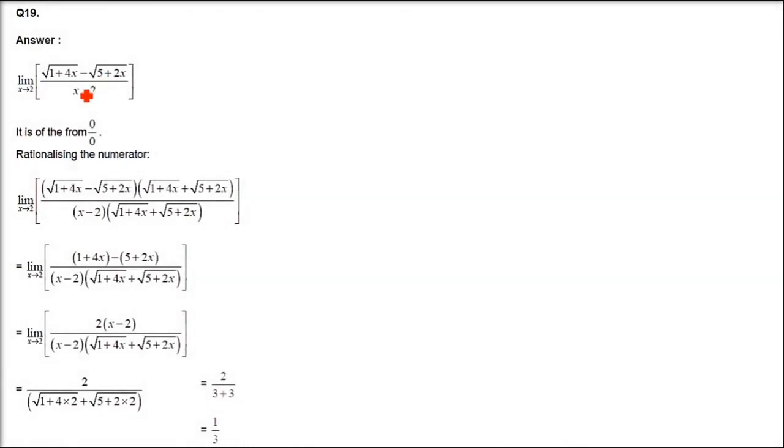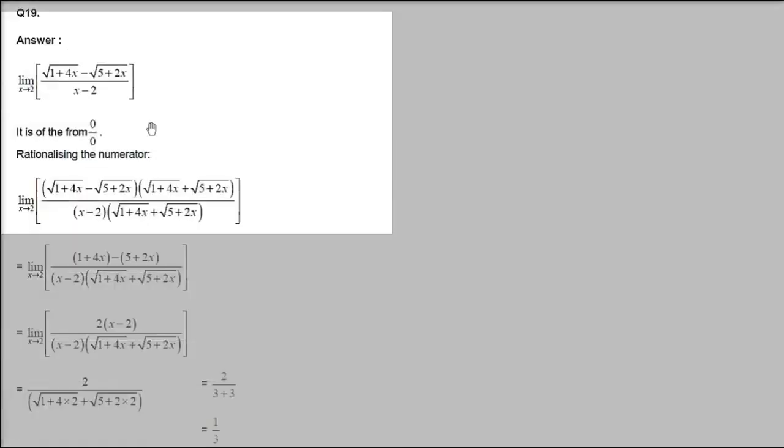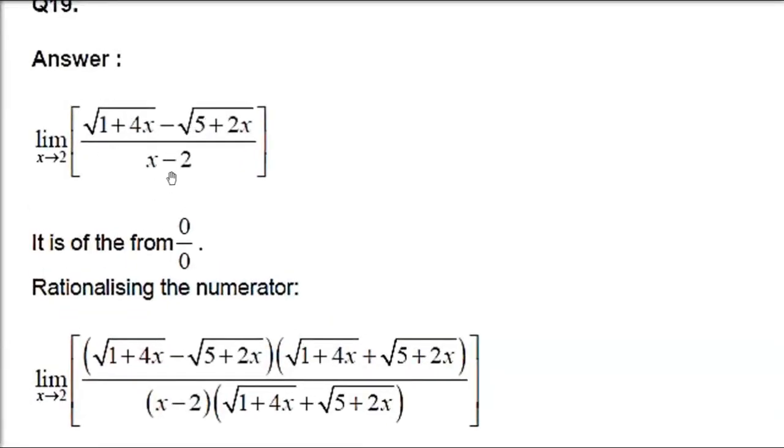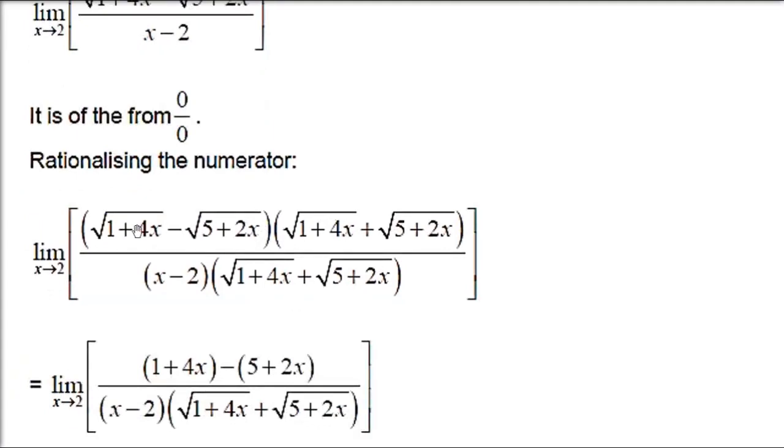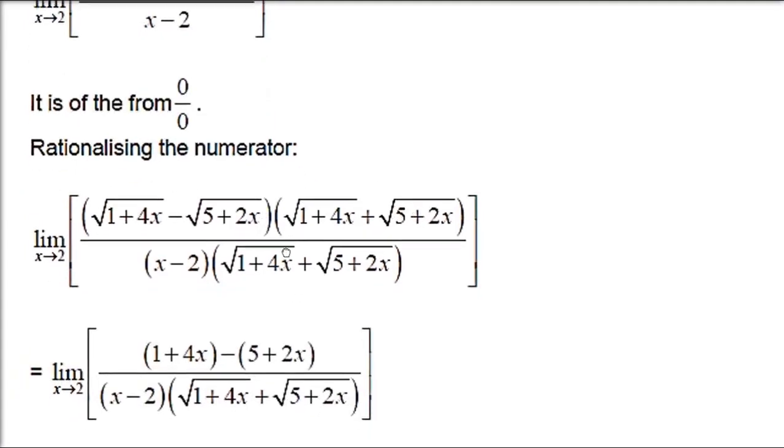This is question number 19. So you have limit x tends to 2, under root 1 plus 4x minus under root 5 plus 2x by x minus 2. So it's very clear cut. You have to cancel x minus 2. This is what we have to do, x minus 2. So just multiply numerator and denominator by this.